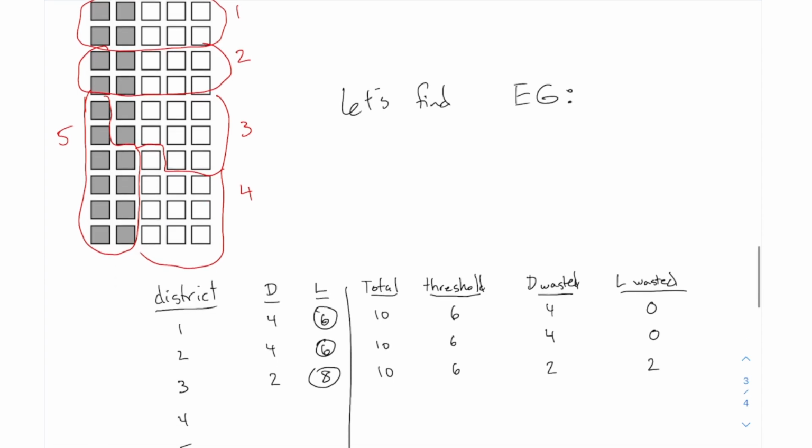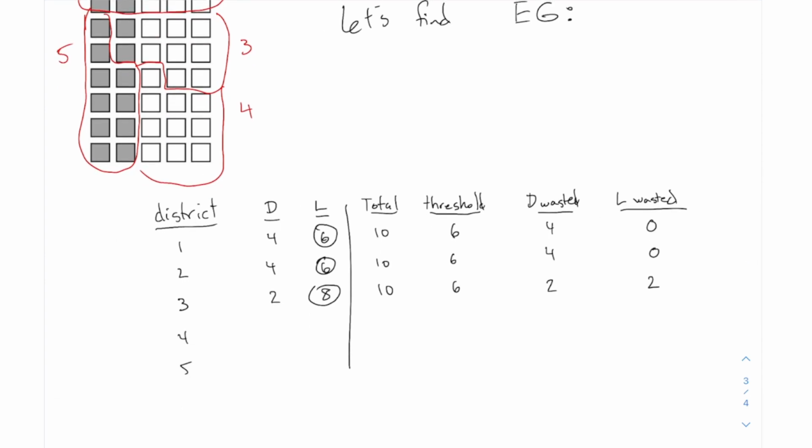All right, can we fill in the rest of the chart here? I didn't want to scroll away, but now I don't mind because I can still see everything. So district 4 has 0 and 10 for the D's and L's. And region 5 has 10 and 0, right? Those are both packed. Okay, anyway, the total is still 10 each time, and the threshold is still 6 each time.